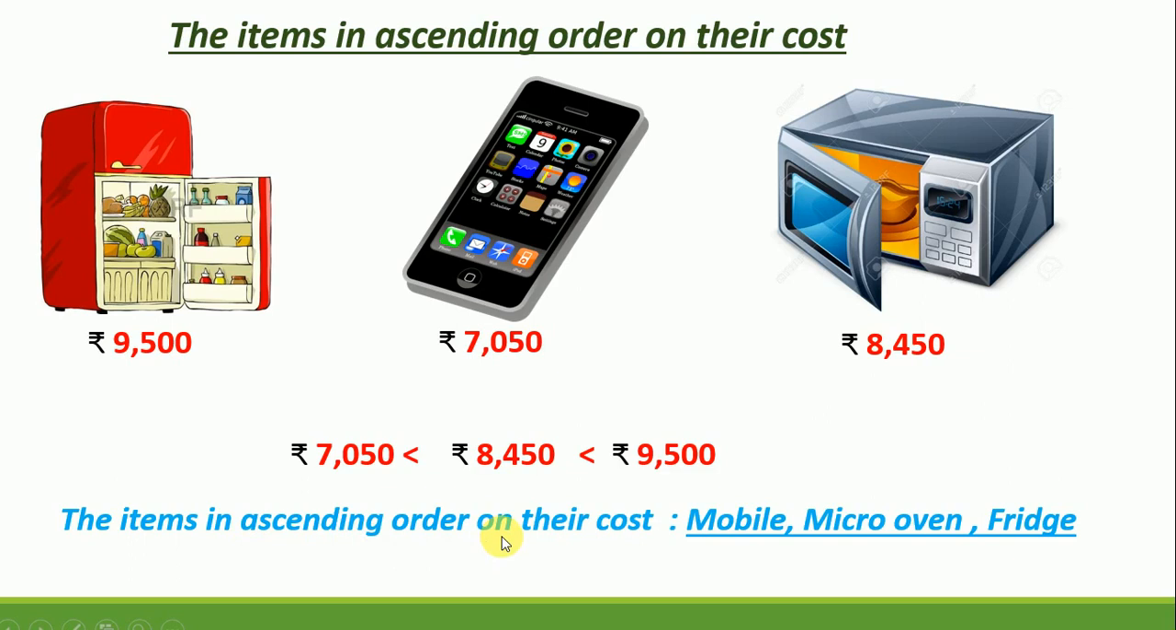Now let us arrange the items based on their cost. The first smallest amount is 7,050. That is the mobile phone. So the mobile phone is the smallest amount. The next smallest amount is 8,450. That is the microwave oven. Then the last, the greatest amount is 9,500. That is the fridge. So the fridge is the greatest amount.